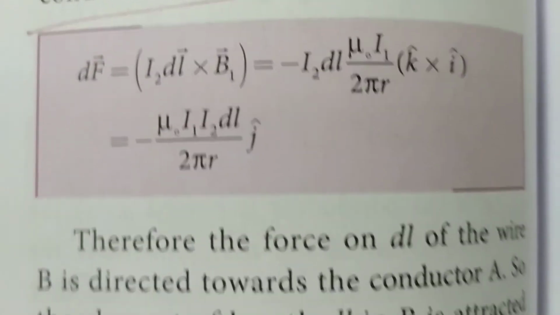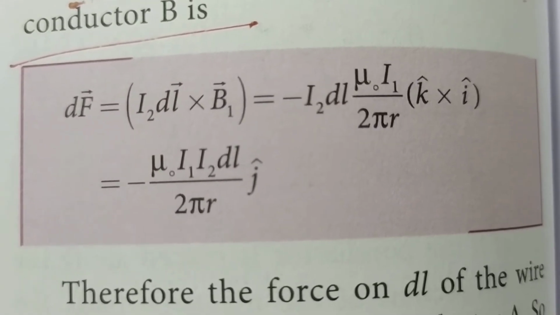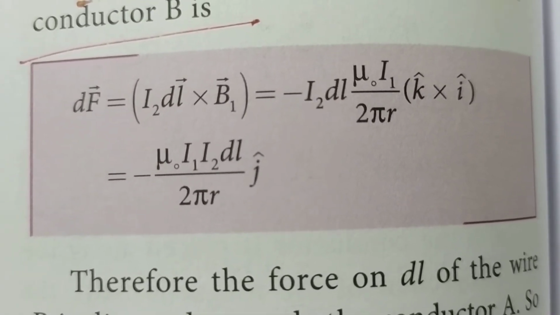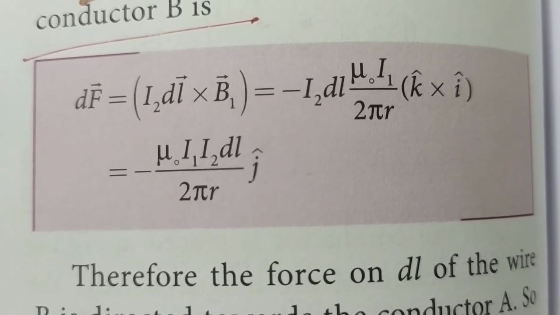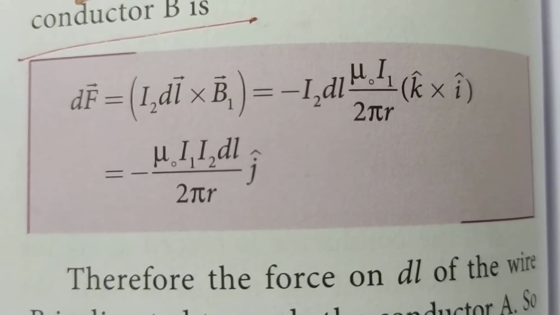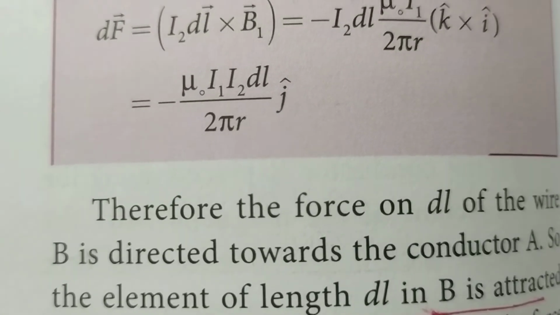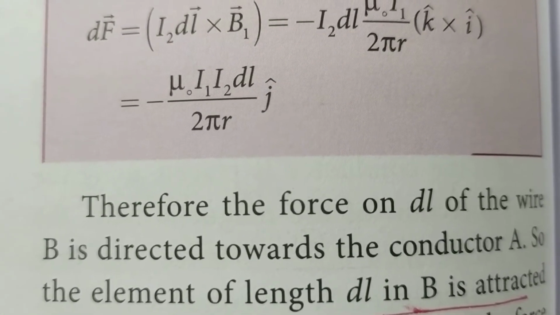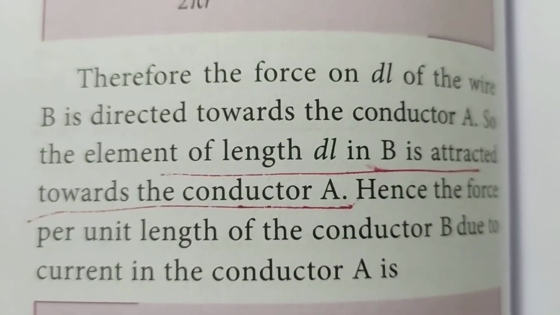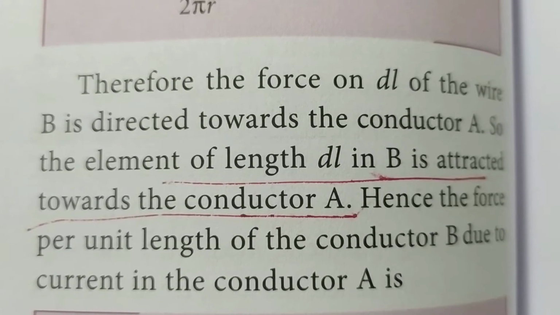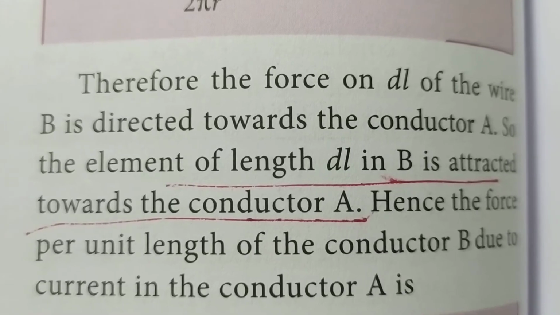here minus because the force is directed towards the conductor, so you can take it as minus k cap cross i cap, because the direction of dl is along k cap and the direction of B is minus i cap. The minus is taken outside, so k cap cross i cap, and you know k cap cross i cap is j cap, and you retain the negative sign. So minus mu naught I1 I2 dl by 2 pi r j cap, and here the elemental length dl in B is attracted towards the conductor A. So the force is towards the conductor A.